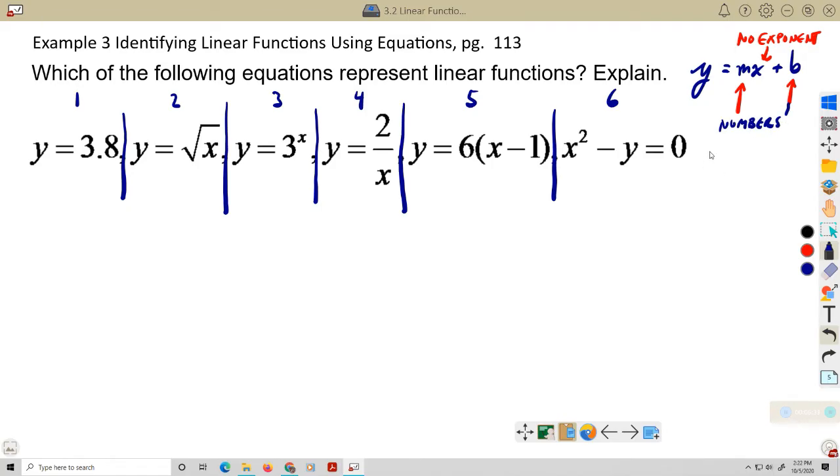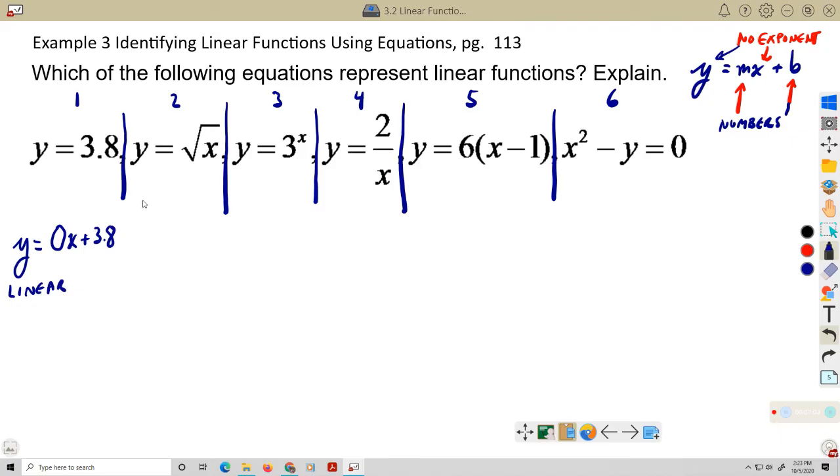Right? They're numbers. And there's no exponent here on the x or the y. Very important. Okay, so the first one is tricky. Y equals 3.8. Is there an x there? There's not. But I can think of this as y equals 0 times x plus 3.8. Right? So there's a number and a number. Y to the first power, x to the first power. So this is indeed linear.